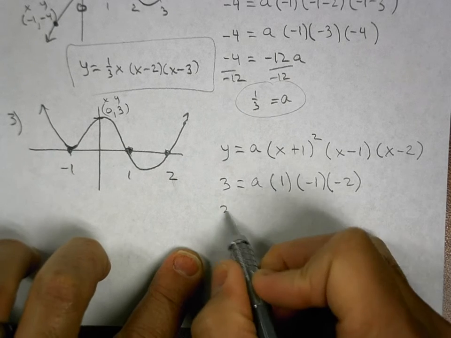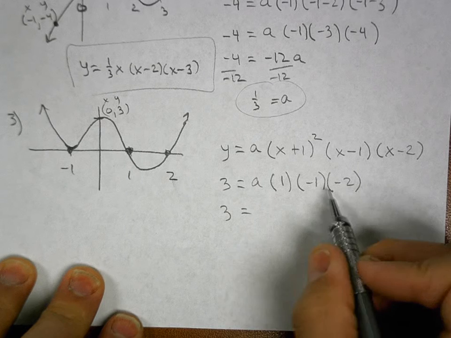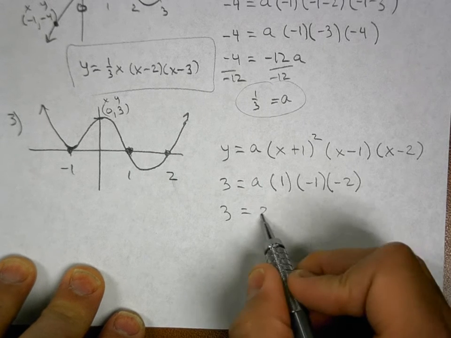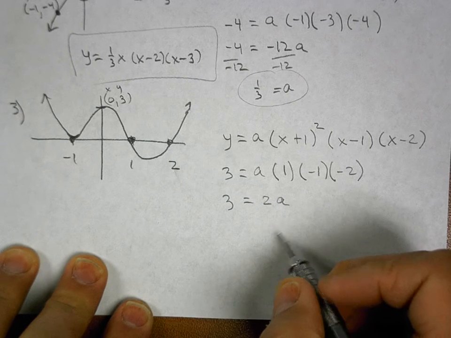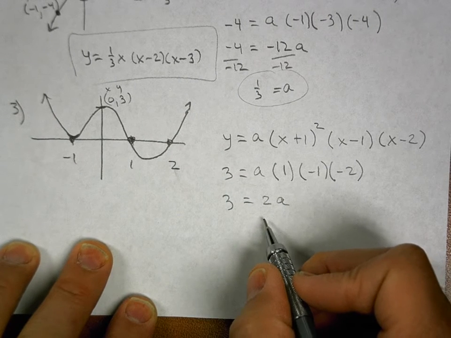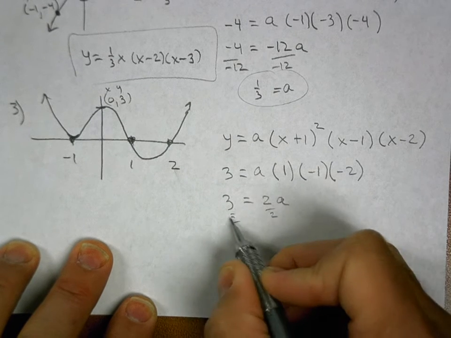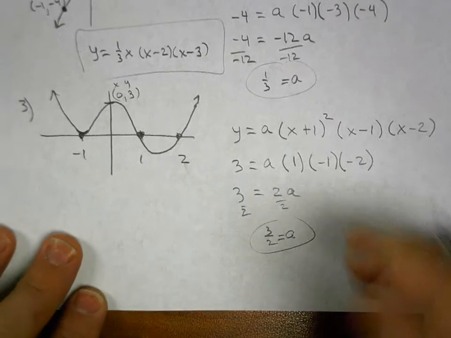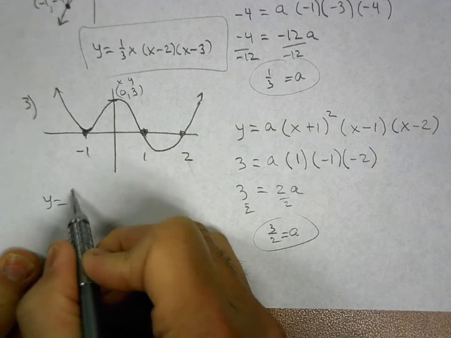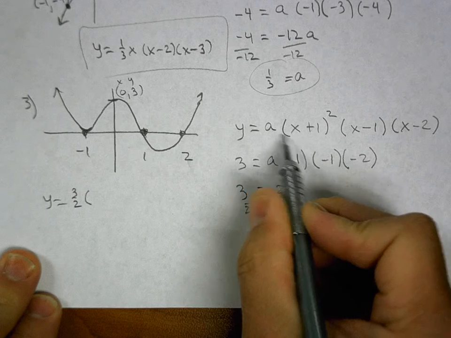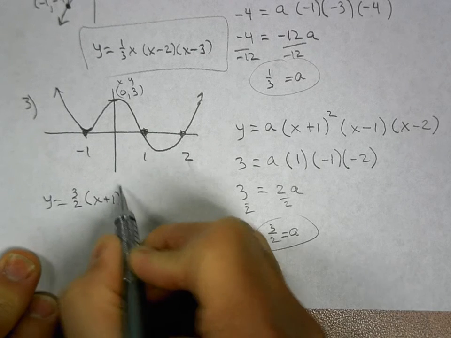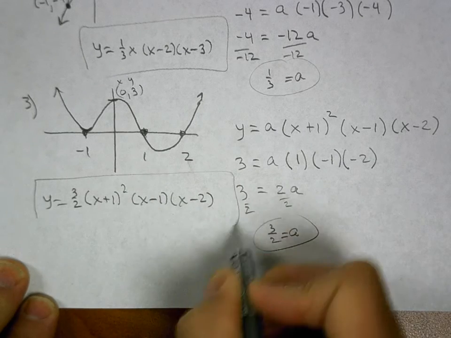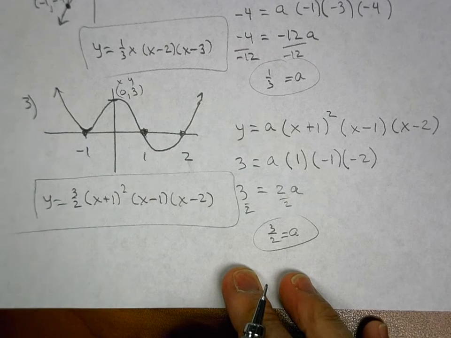Okay, so we have 3 equals, if I multiply this side, what do I get? Positive 2. So let's call it 2a. So what is a? 3 over 2. Divide by 2, divide by 2. So a is equal to 3 halves. Should be positive. It opens up. Okay, so let's write the equation. Y equals 3 over 2 times x plus 1 squared times x minus 1 times x minus 2. And there we go.